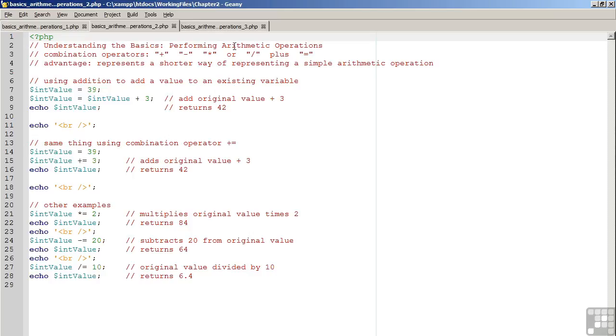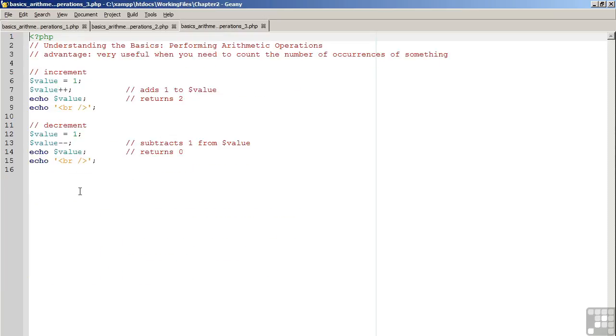In the last part of our lesson, let's have a look at incrementing and decrementing. In this example, we're assigning a value of 1 to a variable $value. On line 7, we are incrementing that using the operator plus plus, which immediately follows the variable. The net effect will be that the value is increased by 1. On line 8, when we go to echo the value, we will expect to see a return value of 2.